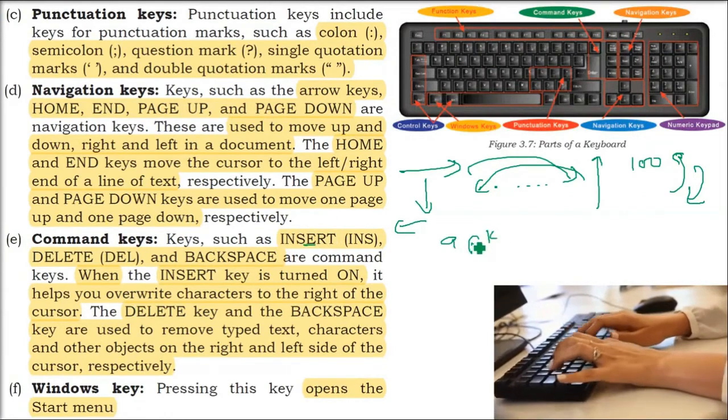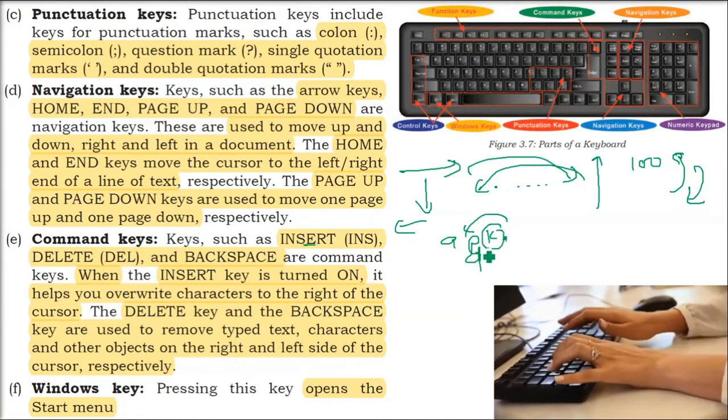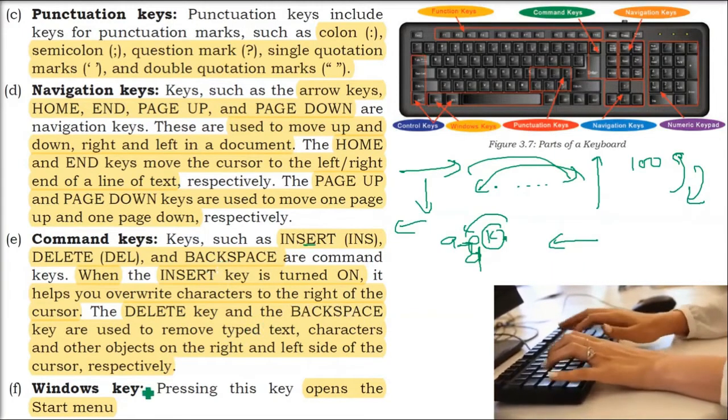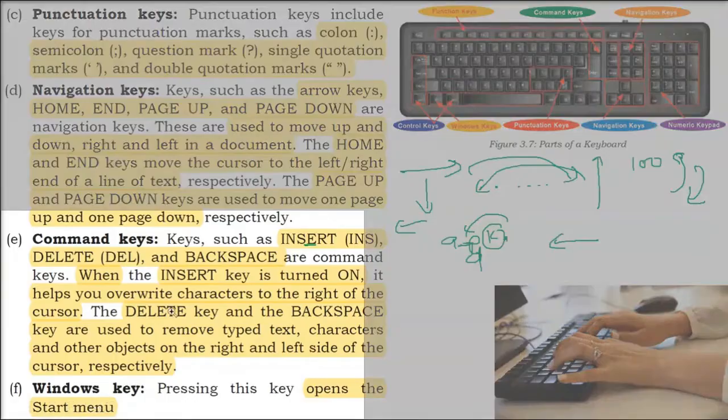Then we have the command keys. For example, I am writing APK. Now if I just insert at P and press D, the P will be replaced by D. This is Insert. Delete is what? Delete will always delete the character coming after the cursor. Backspace will always delete the character which is coming before it. So Insert has to be turned on and turned off whenever you want it. Delete and Backspace are also there to remove typed text and characters, and they do other things also.